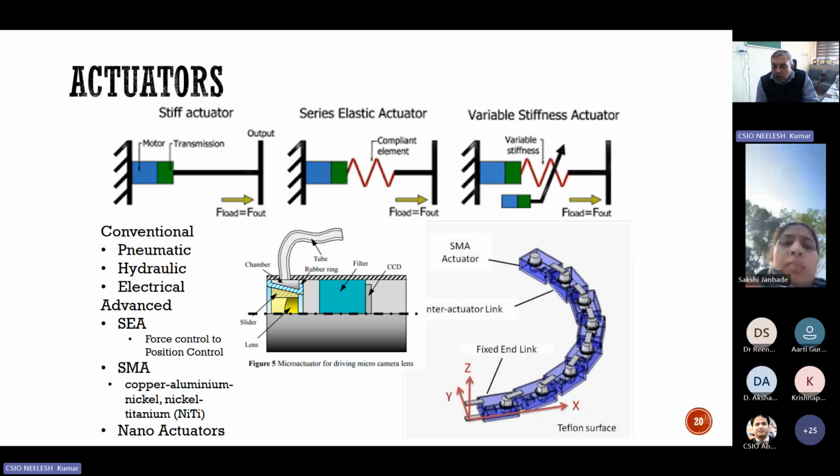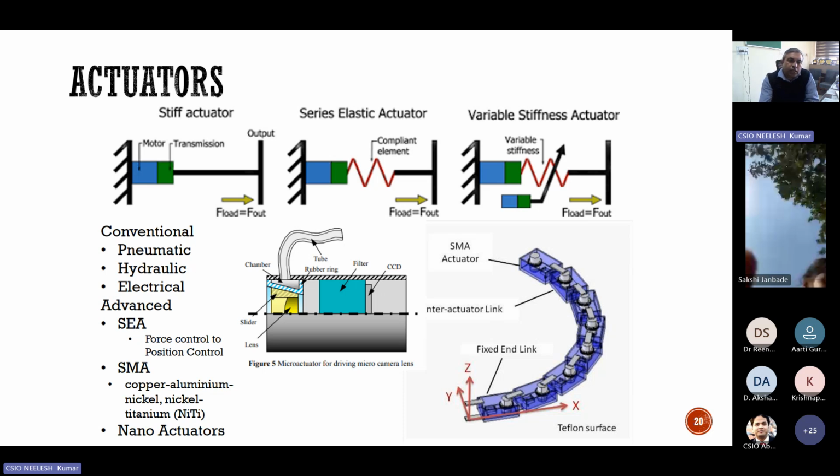Shape memory alloys are again a new type of actuators, where different combinations of different elements like copper, aluminum, or NiTi, nickel titanium, are used. They are being used in medical scenarios and have very good applications. Another advancement is called nano actuators.